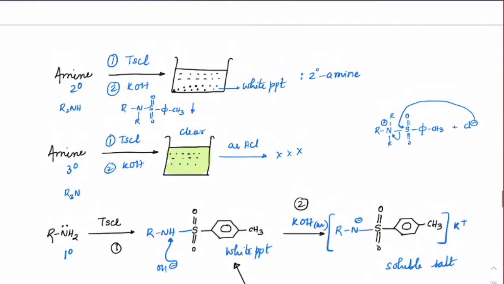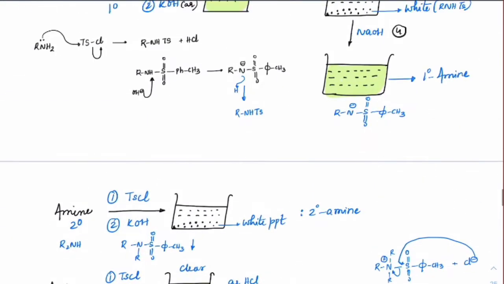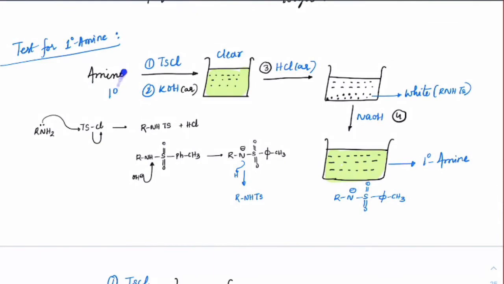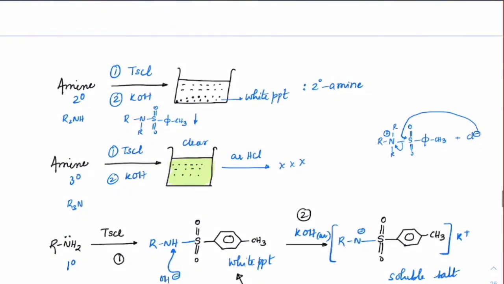So this is how we determine 1 degree, 2 degree and 3 degree. Let me repeat once again. For 1 degree, I am taking these two steps as one, tosylation as well as KOH. Clear solution, white precipitate, clear solution. Remember that: clear, PPT, clear. For the secondary amine, it is direct PPT formation and it stops. Third is always clear, with no reaction further, okay?